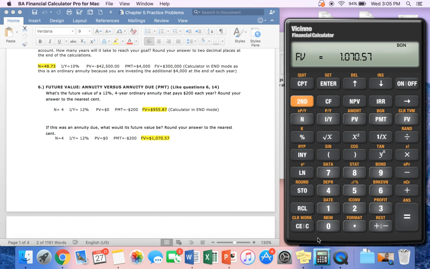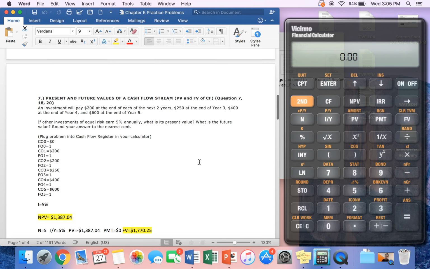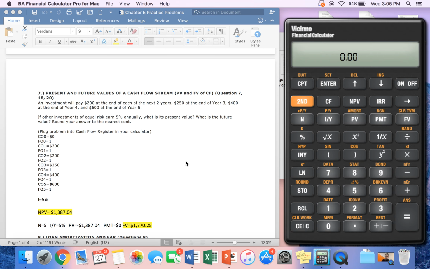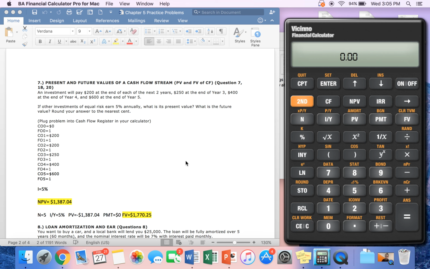So the big thing there, guys, it's an easy question. The one thing that will get you tripped up is the beginning or end mode. So to get back into end mode, just click second begin, second set, and clear out, and that puts you back in end mode. Okay, so a majority of the time you guys will be using end mode on your calculator unless you're dealing with an annuity due.